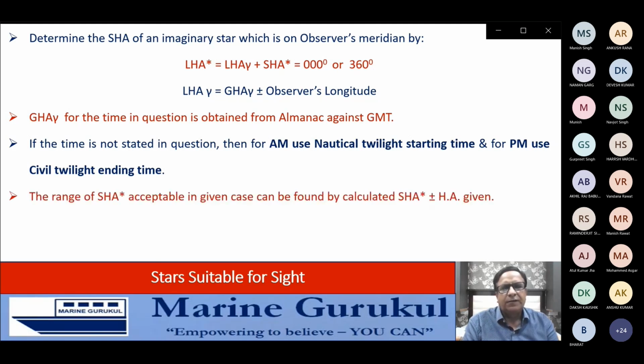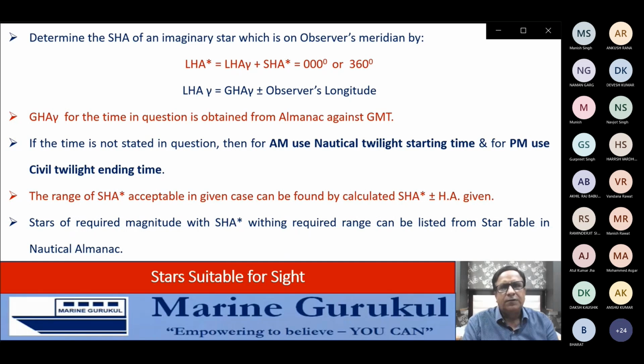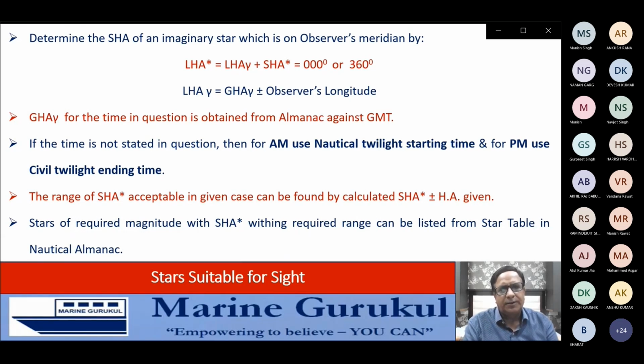The range of SHA acceptable, in which we have to find the stars, shall then be calculated by adding and subtracting the range of R angle to the SHA of the star on the observer's meridian. Stars in that range of SHA can then easily be identified for the required magnitude from the star information pages in the nautical almanac.